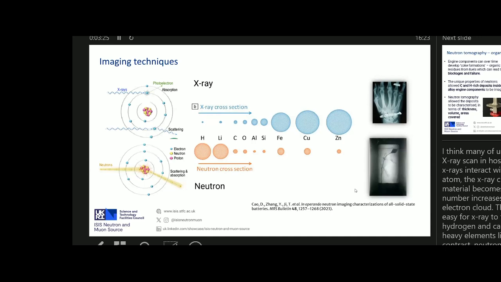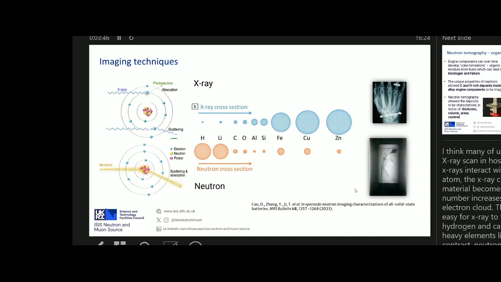X-rays interact with the electron clouds of an atom. So when the atomic number of the element increases, the interaction becomes stronger. That makes it easier for X-rays to pass through light elements, but difficult to pass through heavier elements like metals.